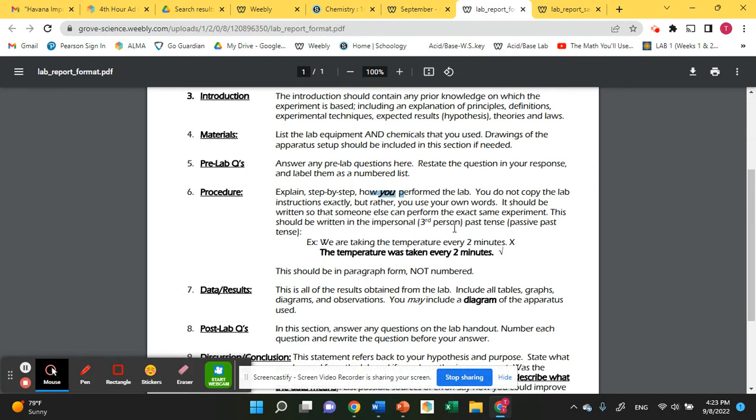Procedures and your discussion and conclusion should always be written in an impersonal or third person past tense. You don't say we are taking the temperature every 2 minutes. You don't say take the temperature every 2 minutes. You have to use sentences like the temperature was taken every 2 minutes. And I'm going to go through several of those examples.